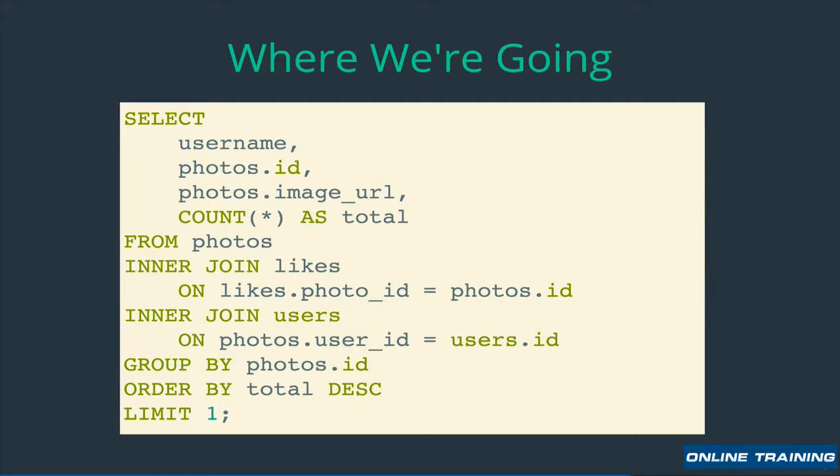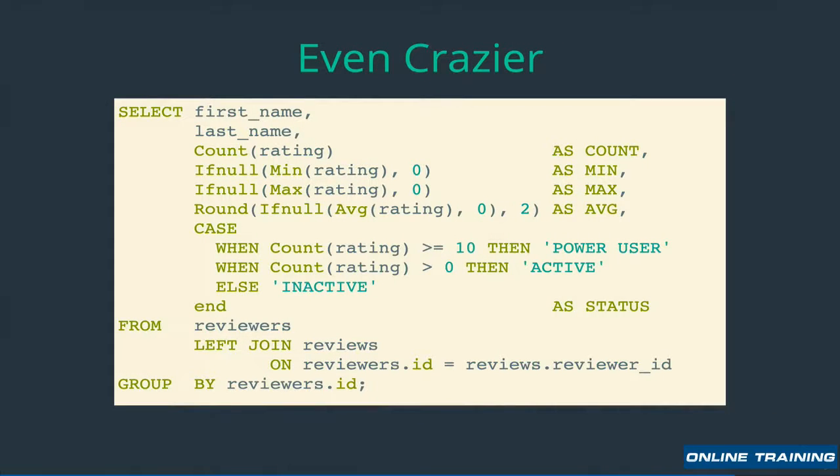So here's an example of a slightly more complicated query. This time we're working with photos and images. We're working with users and likes and putting them all together to get some information out. And here's another one, a little bit crazier, where we're working with ratings or reviews and TV shows and reviewers.